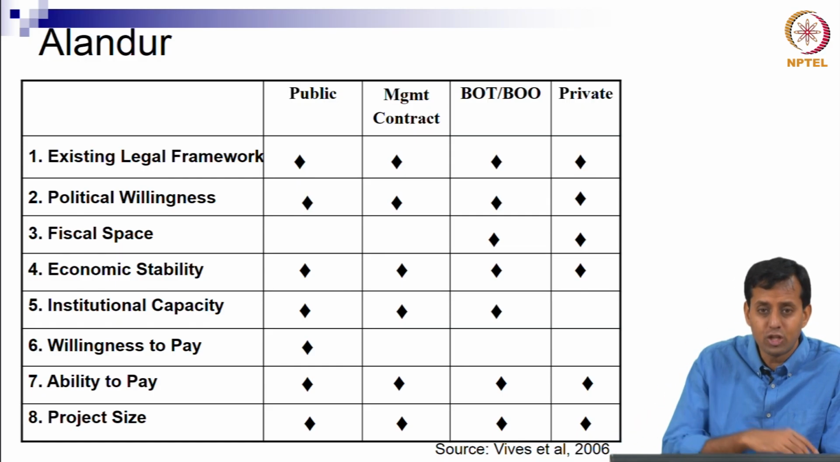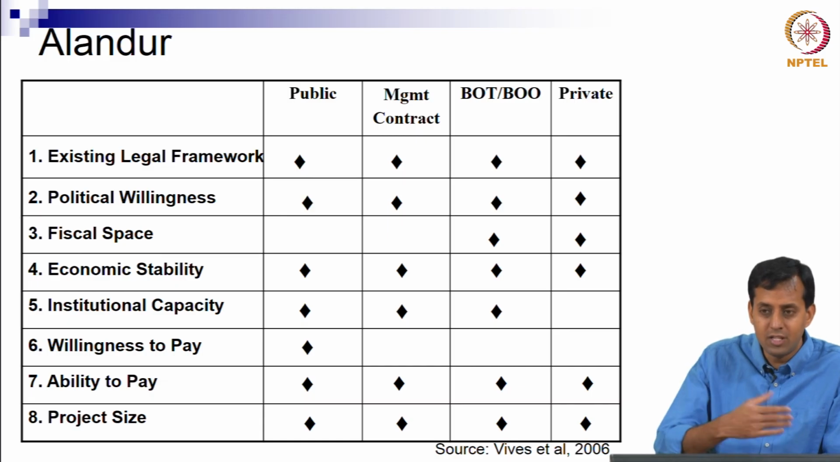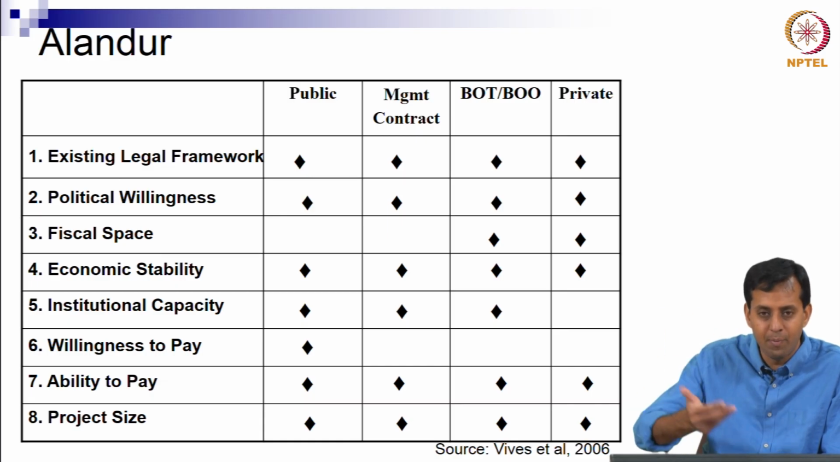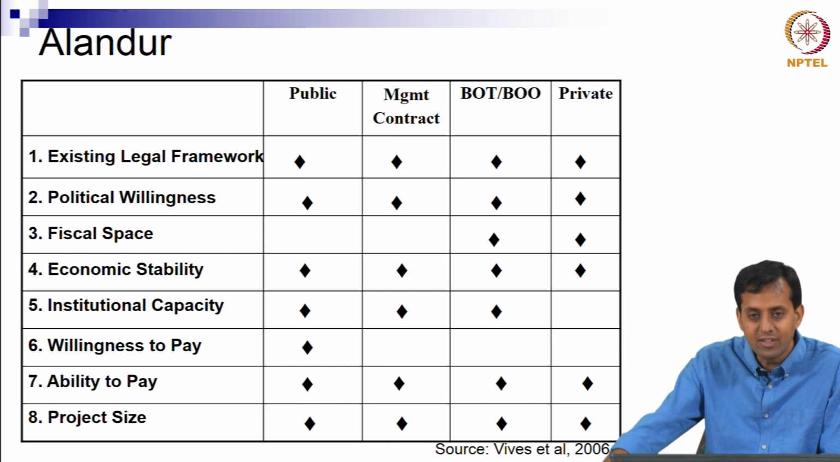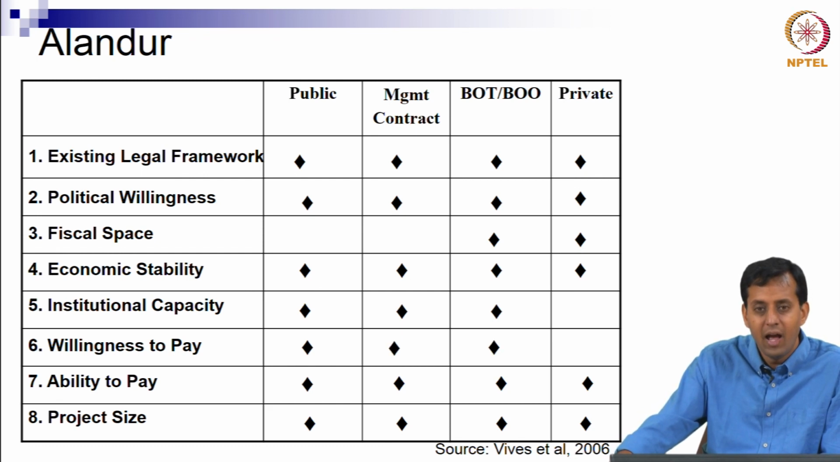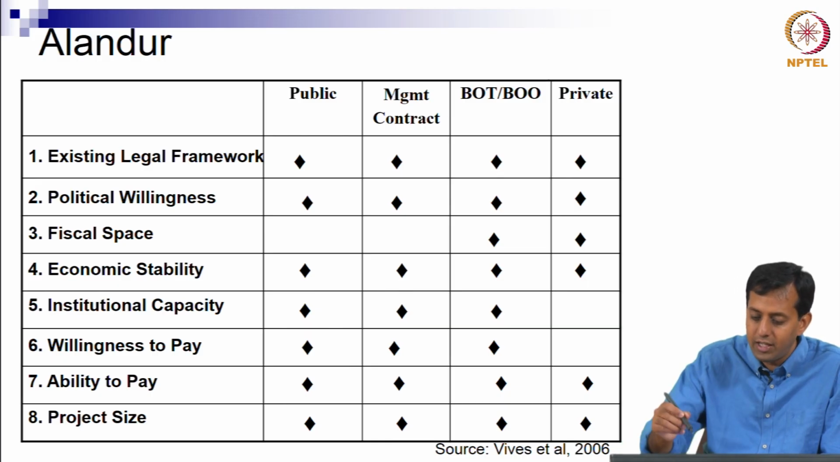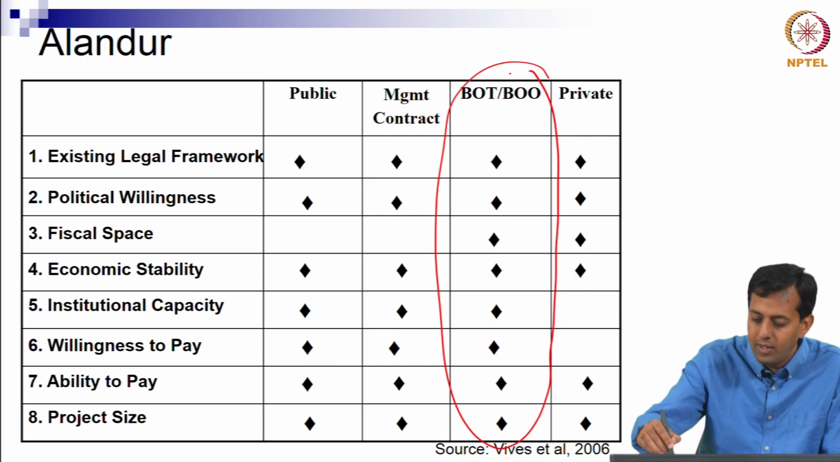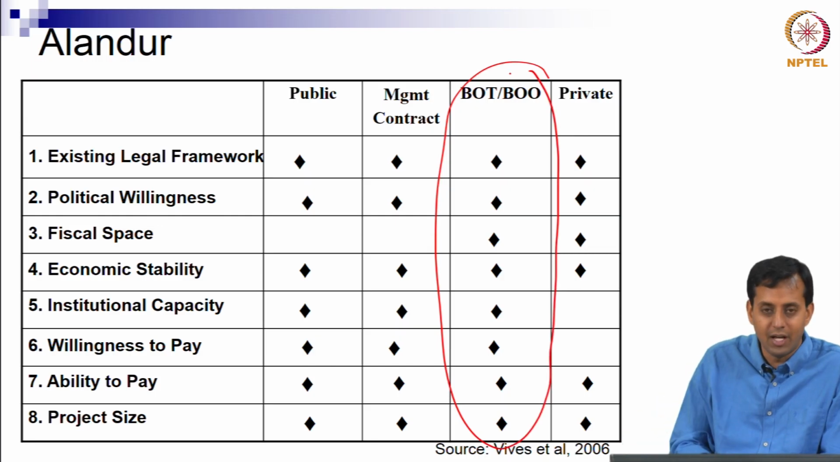It was certainly possible to do a BOT because TNUDF understood PPPs, they were able to do the financial models, and as a result of the stakeholder consultation there was certainly willingness to pay, and therefore a BOT or a BOO again was a possibility. So again you see that this is the column with the maximum number of diamonds.